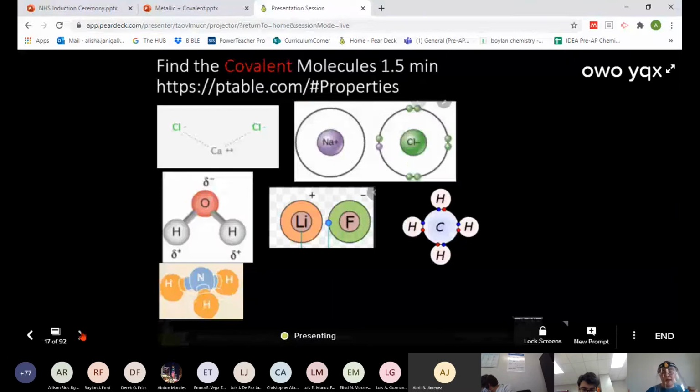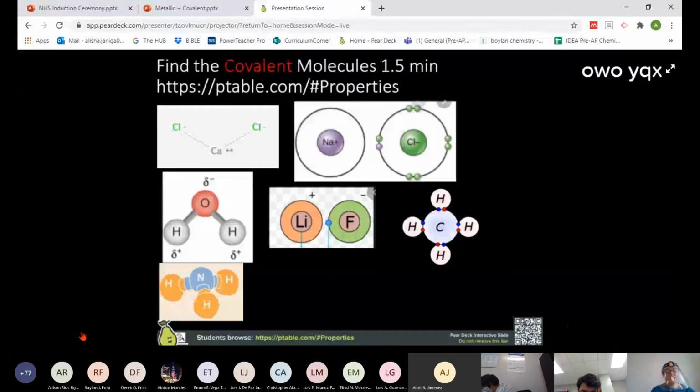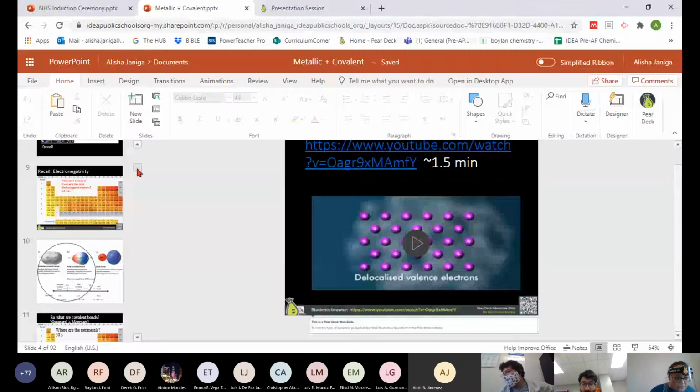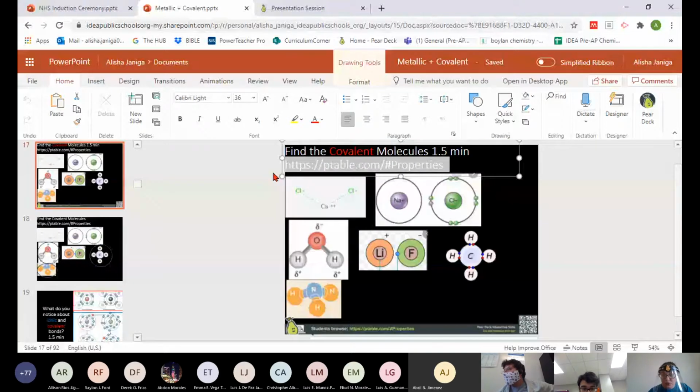All right, 1.5 minutes to find the covalent molecules. You should be able to interact with the periodic table at the same time. The covalents only have non-metals. On your mark, set, go. Just make a note of it. If you want to put it in the chat, you can, because you can't draw and look at a website at the same time. Who is covalent?